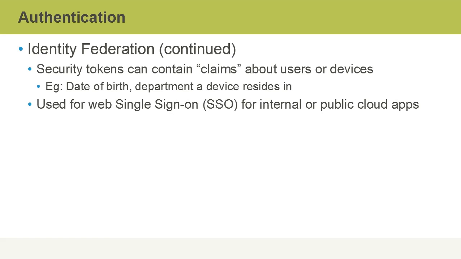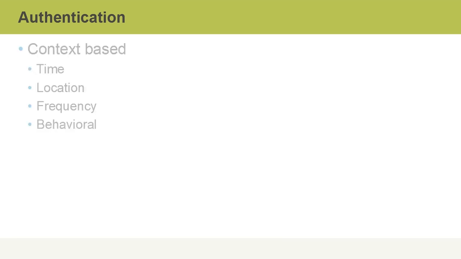Security tokens can contain what are called claims about users or devices. A claim is basically an assertion about a user or device, such as a date of birth, a department a device resides in, and so on. Identity Federation is often used for web single sign-on for internal or public cloud apps so that users don't have to keep re-entering the same credentials as they access different applications.